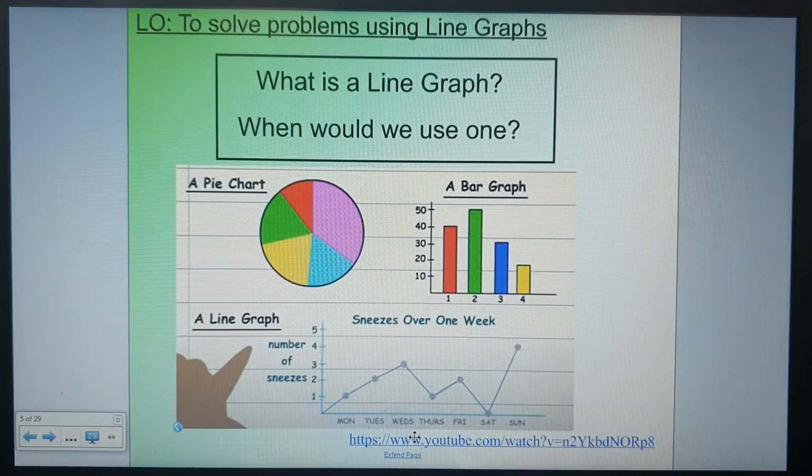Okay, you're going to get a treat today. You're going to get to hear somebody else's voice, and we're going to have a little watch of a video explaining a bit more about line graphs and how you make one and why you would make one, just to give you an example of when you would use one. So let's have a little listen.